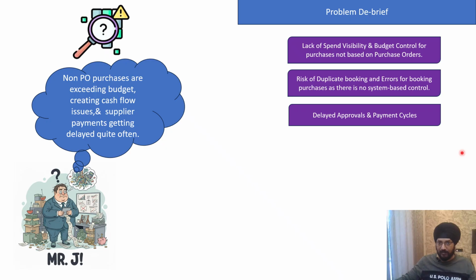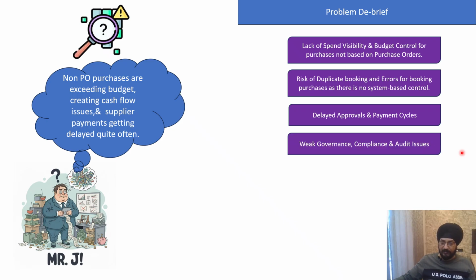Delayed approvals and payment cycles, because it is not backed by the budget. Everyone wants to make sure that any expenditure done within the organization has the proper approvals, because had this expense been done through a PO, then obviously the approved PO normally goes to the supplier, and they tend to make that payment. But in this case, since there is no PO, people are largely over-cautious when they approve any payment which is non-PO based.